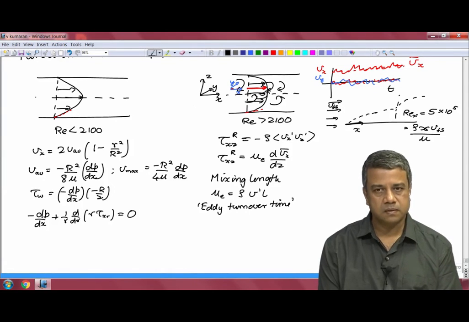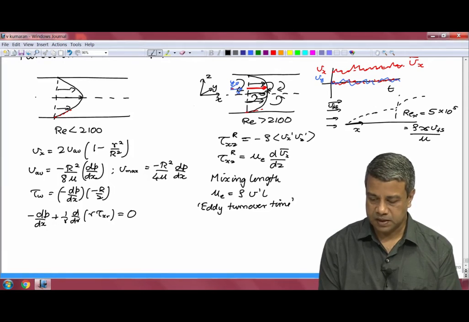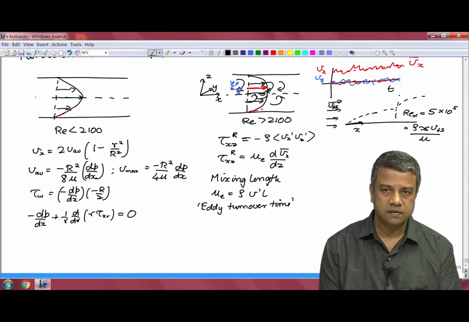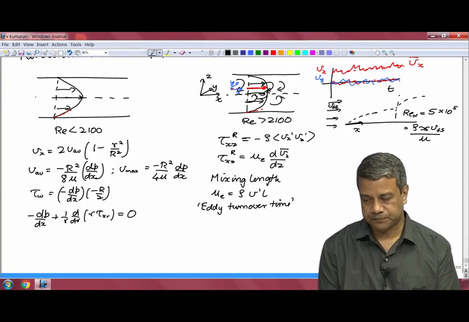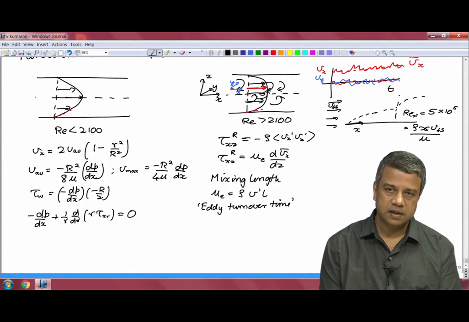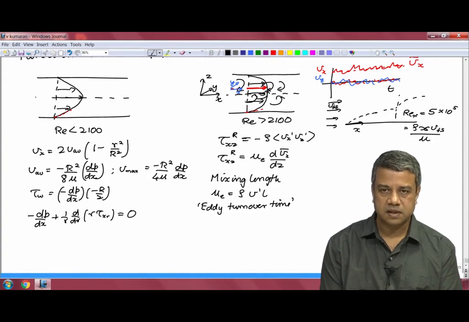First question is, why does the flow become turbulent in the first place, especially at a Reynolds number greater than 2100? What is it about this Reynolds number of 2100 that causes the flow to become turbulent? This is a question that has not yet been answered, and it is a subject of active research still. What is it that happens at a Reynolds number of 2100 that makes the flow go turbulent?